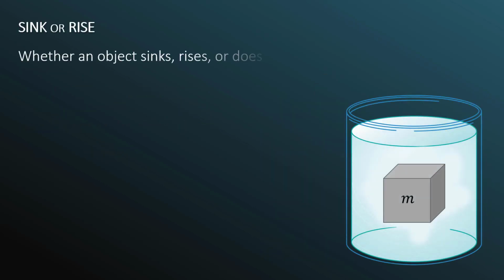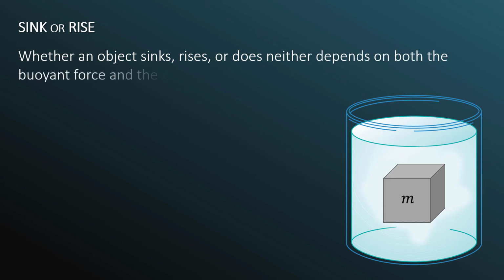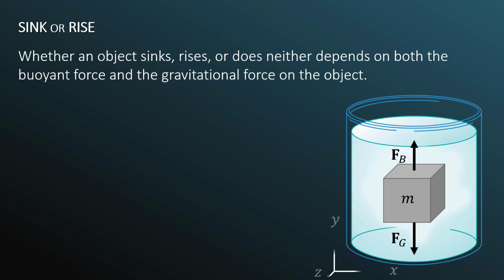Whether an object sinks, rises, or does neither depends on both the buoyant force and the gravitational force on the object. So we have the gravitational force down and the buoyant force up. Let's write our reference frame, and let's do Newton's second law. The net force equals the mass multiplied by the acceleration. Well, what are the two forces? We have the buoyant force and the gravitational force, and we can plug in their magnitudes using the unit vectors to guide us.